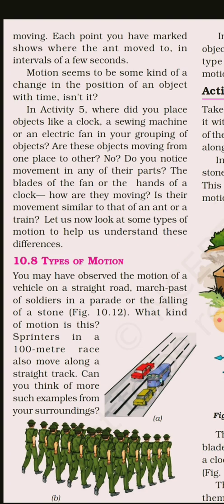Motion seems to be some kind of change in the position of an object with time, isn't it? In Activity 5, where did you place objects like a clock, a sewing machine, or an electric fan in your grouping of objects? Are these objects moving from one place to another? No. Do you notice movement of any other of their parts? The blades of a fan or the hands of a clock?